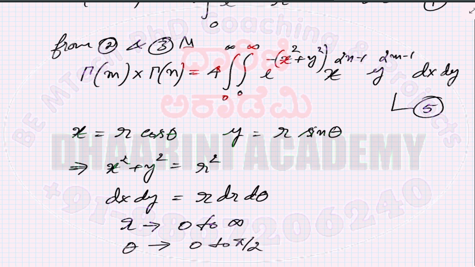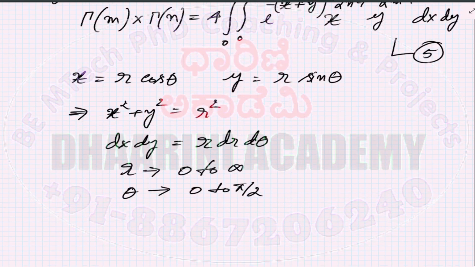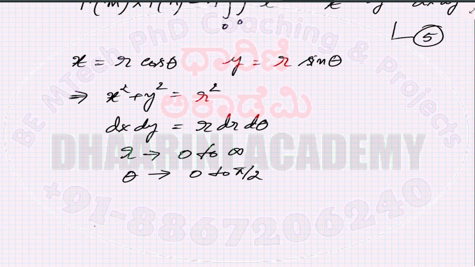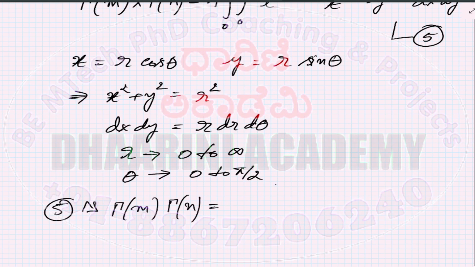These are the changes I need to make in equation number 5. Okay, so making all these substitutions, now you write 5. Equation 5 becomes, on the LHS I have gamma of m into gamma of n, equal to, you see there is a 4, I'll write outside. Integral, the first integral I'll replace as r varying from 0 to infinity. And the second integral, I'll replace it as theta, theta varying from 0 to pi by 2 as per my equation.